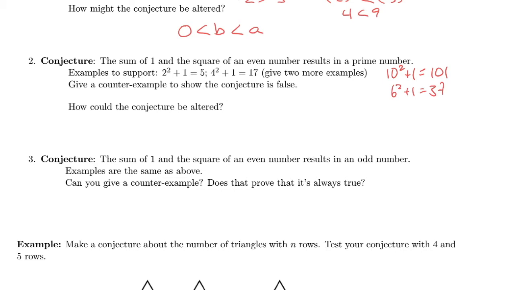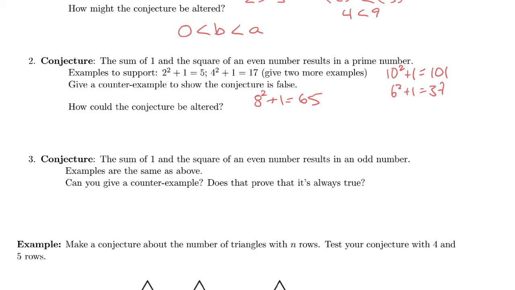So again, we start to feel pretty good about that conjecture because we've got some support for it. But give a counterexample. Well, 8 squared plus 1 is 65, and 65 is not prime. 65 is odd, but it's not prime. It's divisible by 5. So how could we alter the conjecture to make it work?